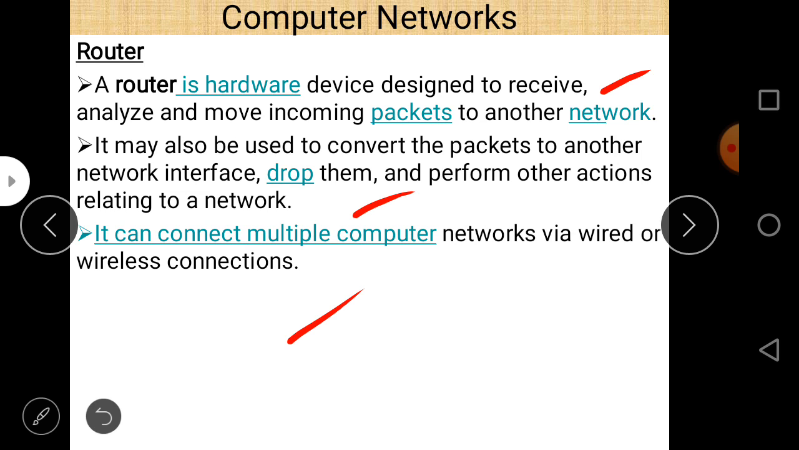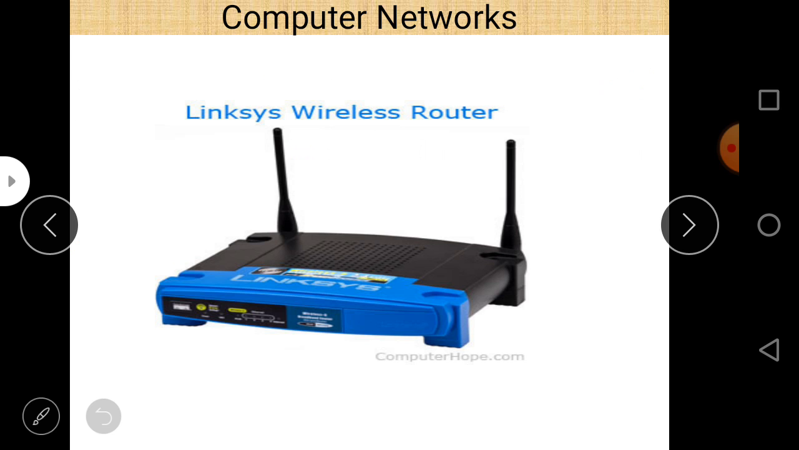So basically, a router's work is to receive, analyze, and work as a network interface, and it can connect multiple computers. So multiple computers can be connected via routers, wired or wireless. Both options are available in a router. And this is a router. Basically it is a wireless router.